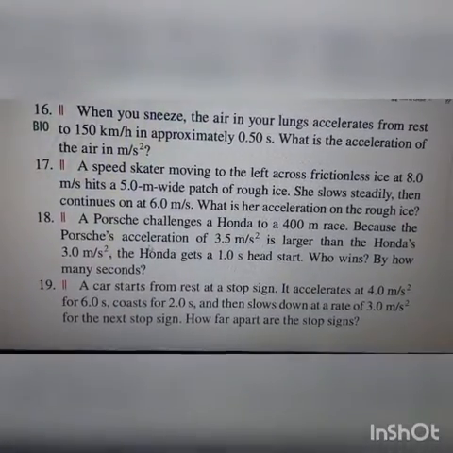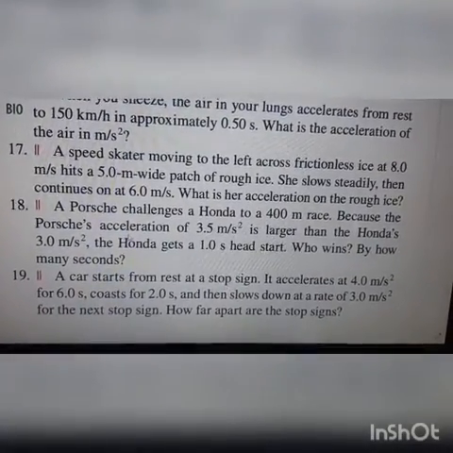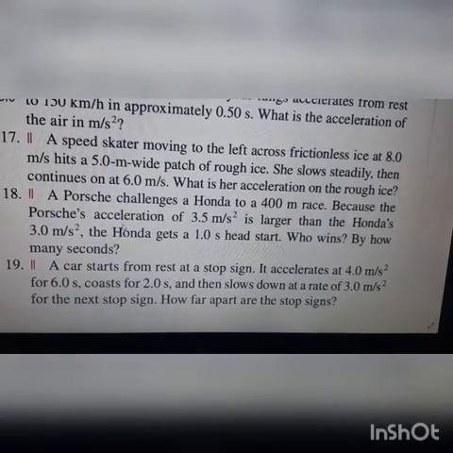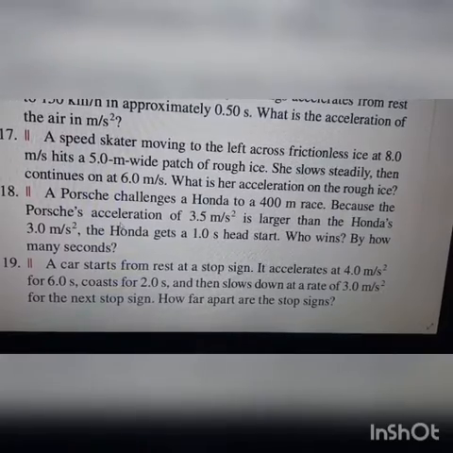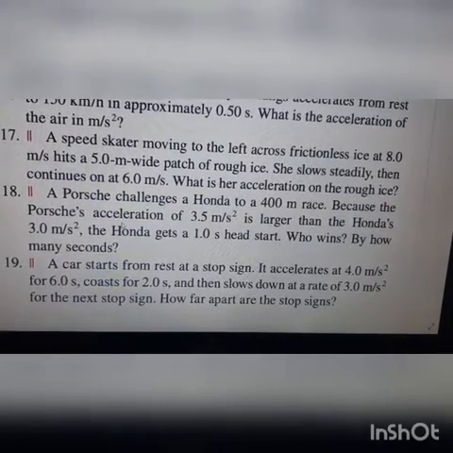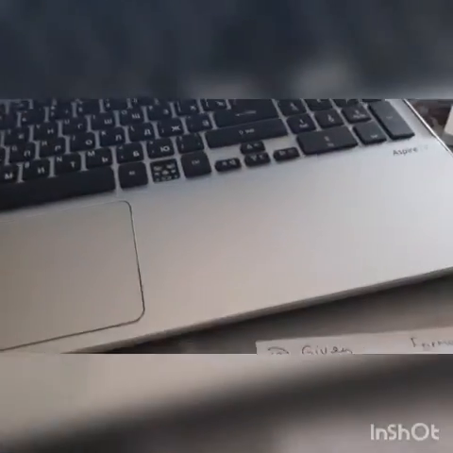Okay, and our last question is 19. A car starts from rest at the stop sign. It accelerates at 4 meters per second squared for 6 seconds, coasts for 2 seconds, and then slows down at a rate of 3 meters per second squared for the next stop sign. How far apart are the stop signs? Okay, let's solve this.